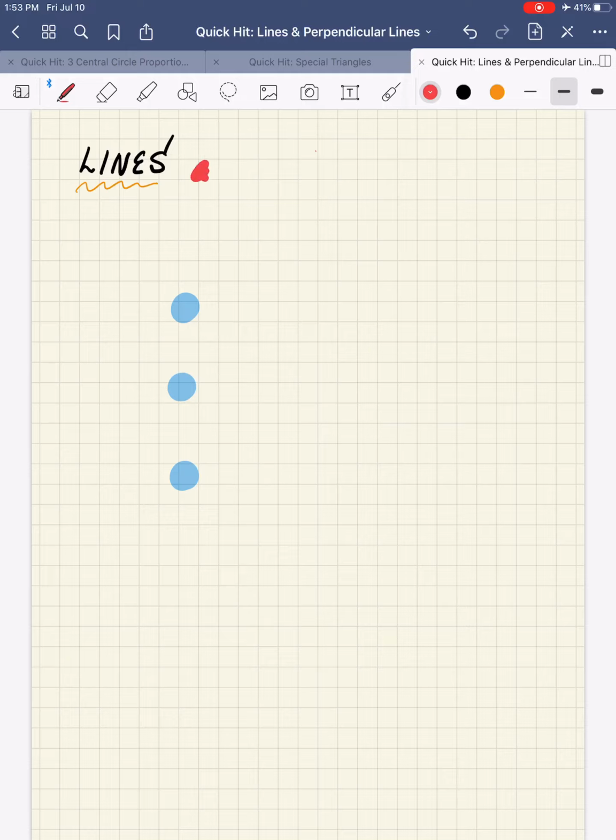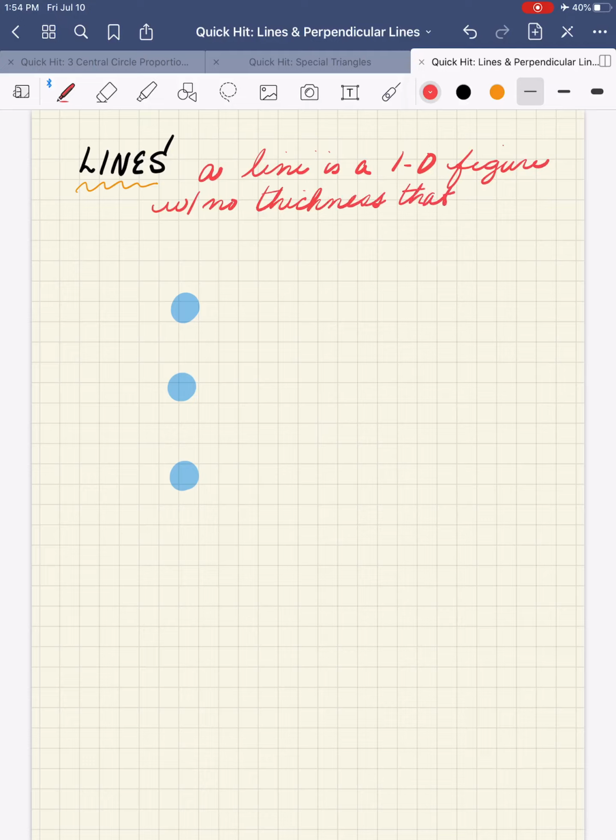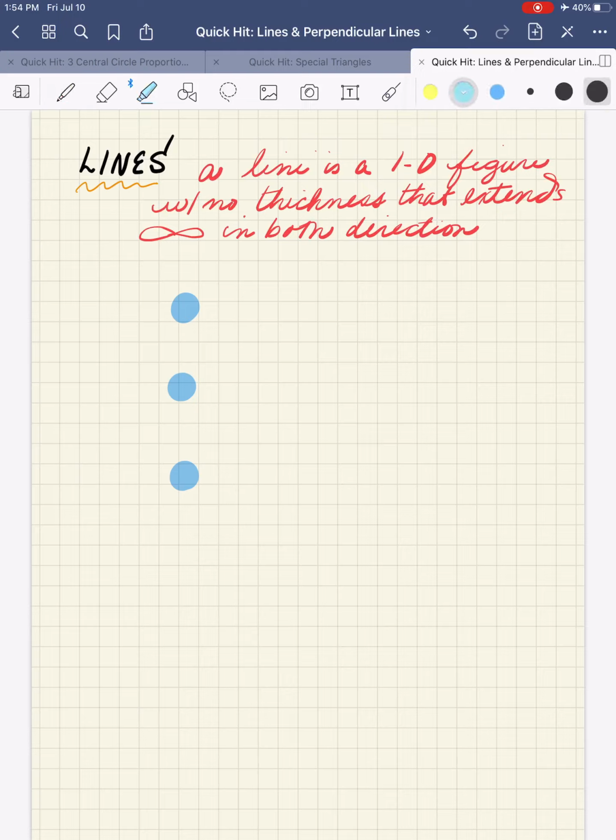Well, a line is a one-dimensional figure with no thickness that extends infinitely in both directions. So a line, by definition, goes on forever in both directions. It has no thickness. It exists in only one dimension.